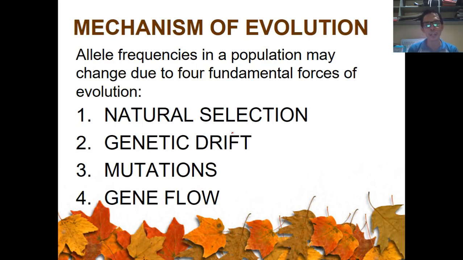Now, we have right here the 4 ways. Actually, there are 5 ways. The fifth one is non-random mating. So you can add this one.